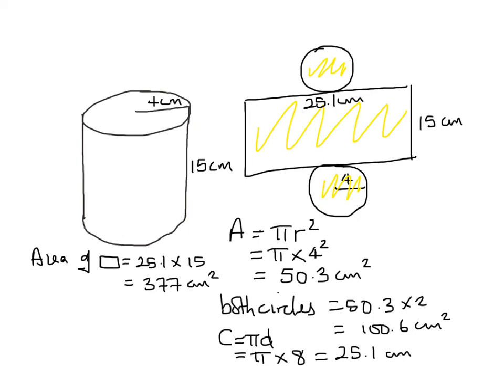377 centimeters squared. So now we can find the total surface area, which is going to be adding this and adding that, which gives us an answer of 477.6 centimeters squared.